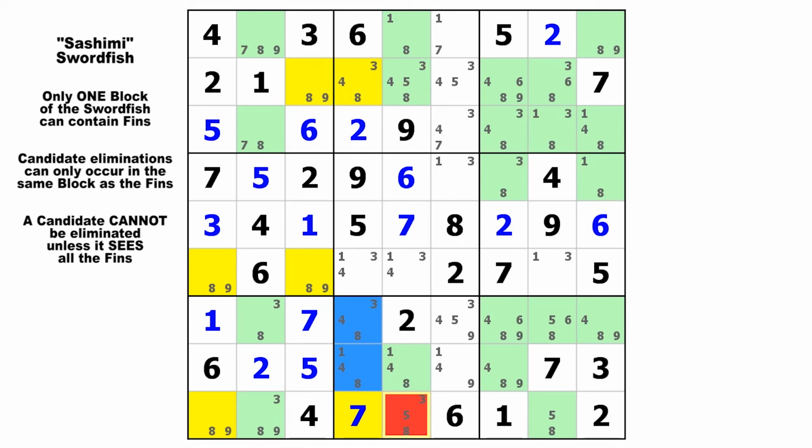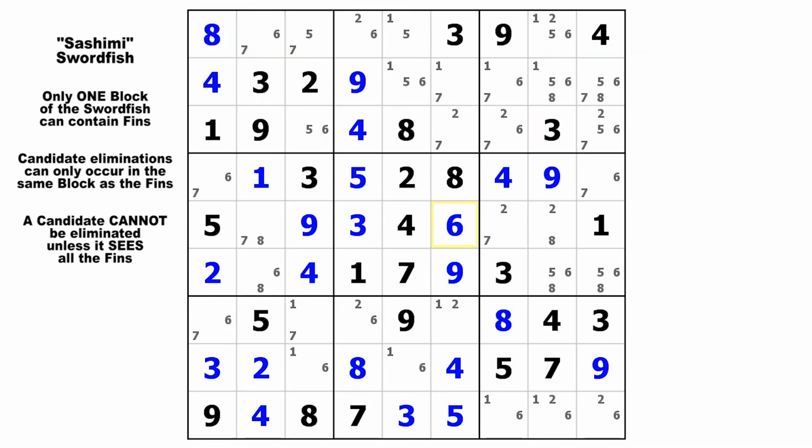Now, to remind you, the reason we can do that is if either one of the candidate 8s in the blue cells were true, this 8 in the red cell would be false. And if both of those fins in the blue cells were false, that would make this 8 up here in row 2 a naked single, which would negate this 8 in row 2, column 3, which would leave a naked single in row 6, column 3, which would negate this 8 in row 6, column 1, which would leave a naked single in row 9, column 1, which would negate the 8 in the red cell. I know that's a long explanation, but that's how it works. Okay, let's go to the next one.